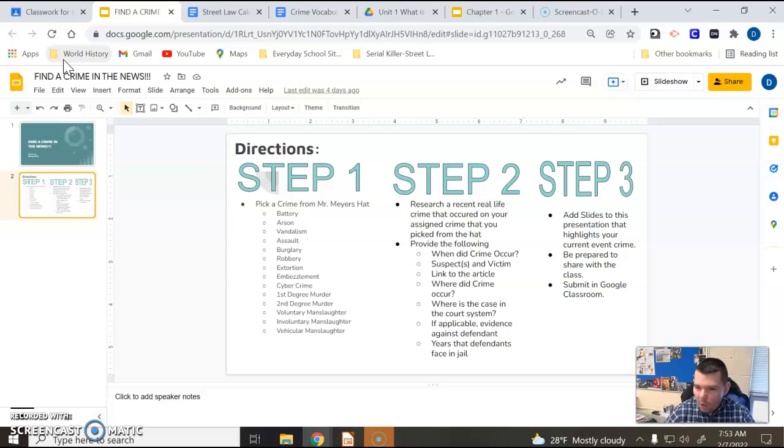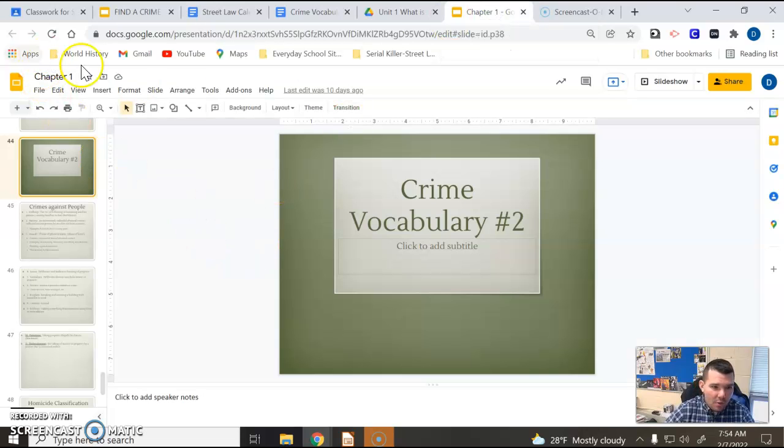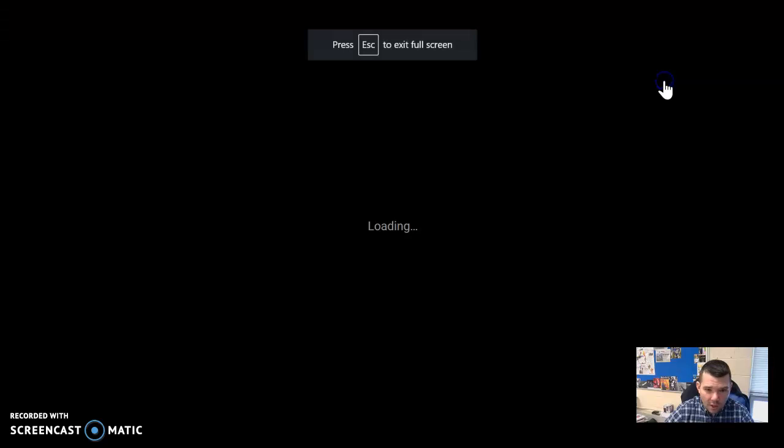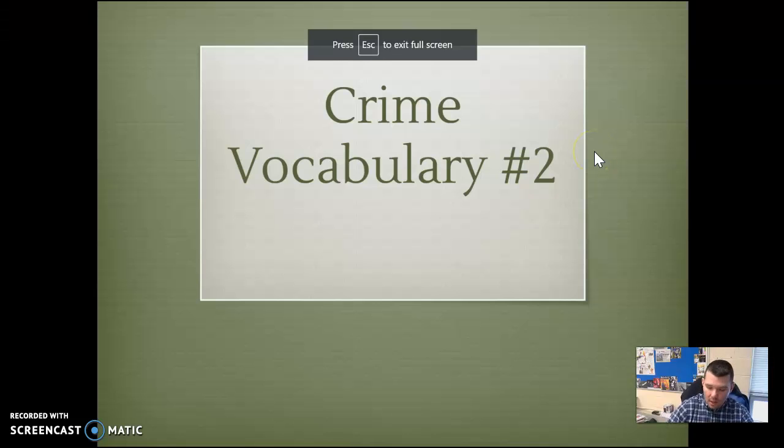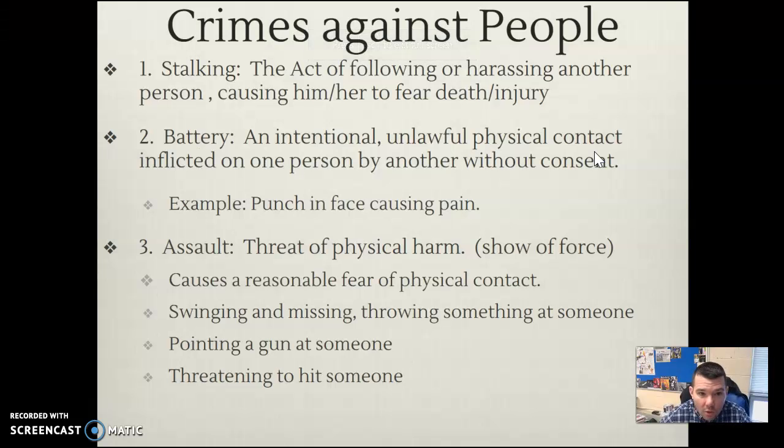And you'll have some time tomorrow to work on it as well. But you could at least maybe find the current event today. And ultimately on Friday we're going to start presenting these to the class, kind of what you have and all that good stuff. All right, so without further ado, in your guys' guided notes, we're going to go through this together. So we should be on Crime Vocab 2 on the last page, I believe.